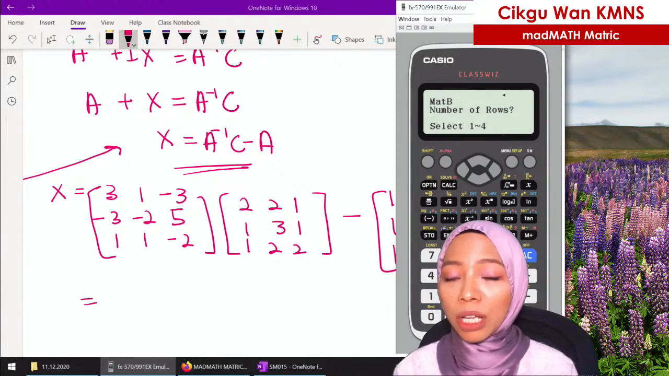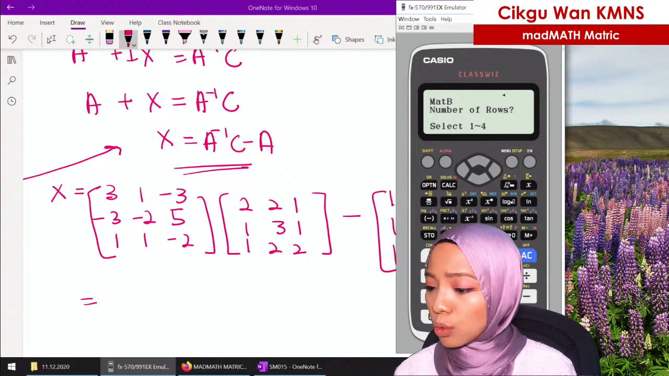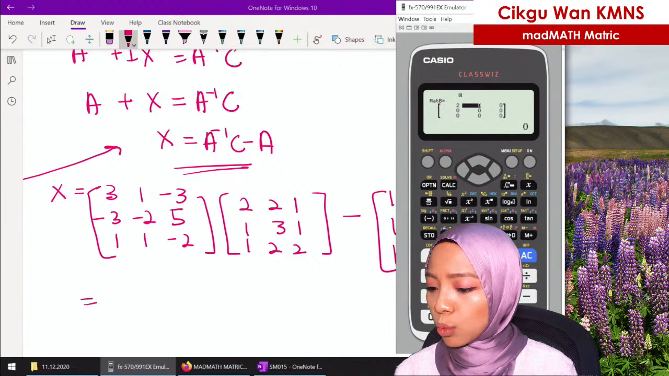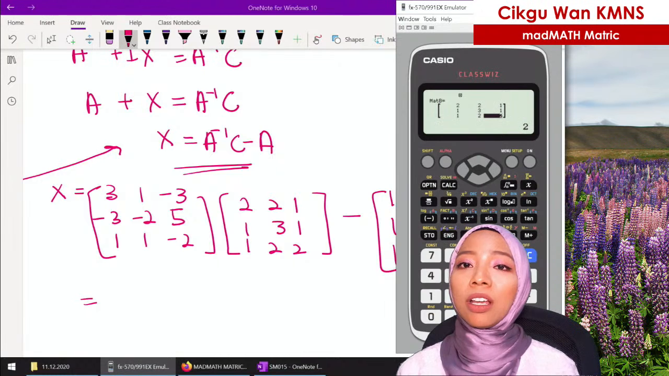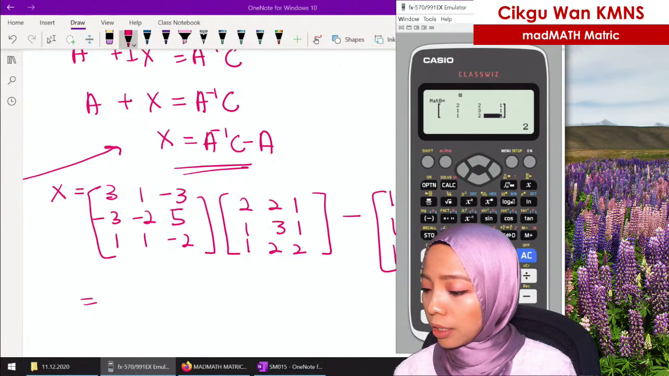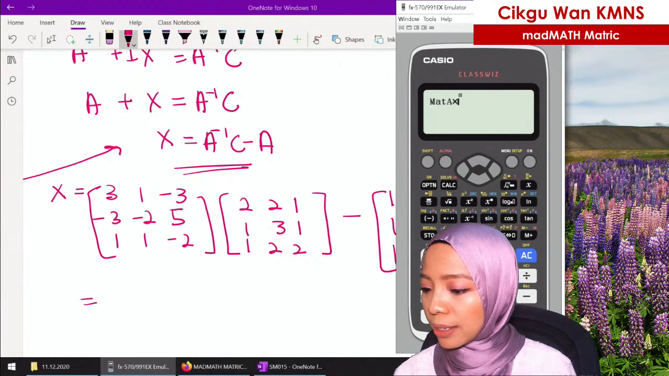It asks for the row and column. How many rows and columns do we have? So we have 3 times 3. So the matrix B is 2, 2, 1, 1, 3, 1, 1, 2, 2. Okay? Calling for matrix A times matrix B. So now option number 3, matrix A times matrix B.